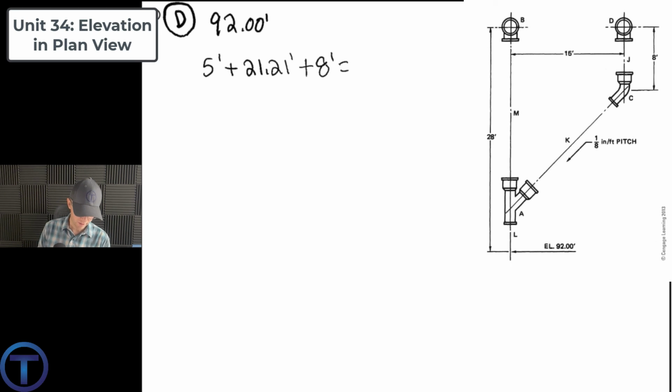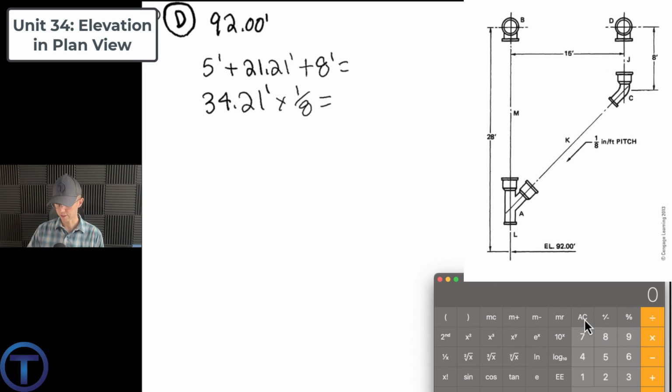All right, so we add those all together, and we're going to get a 34.21 decimal feet. Multiply that by our 1/8 inch per foot, and it's going to give us, let's use our calculator on this one, 34.21, and I can divide that by 8. Same thing, right? That's going to give me 4.27, and they're going to round that. It's pretty close to 4¼ inches. So that's what we have to work with.